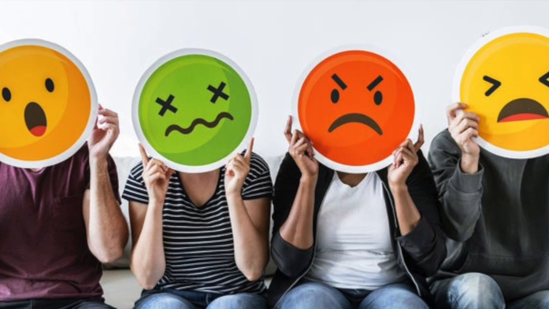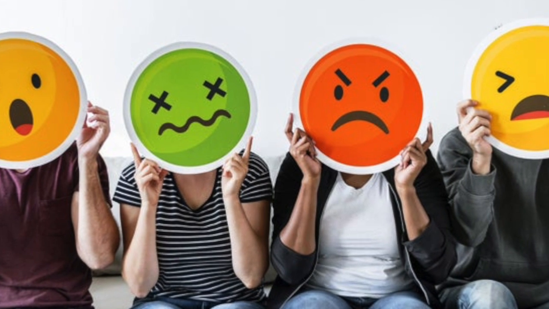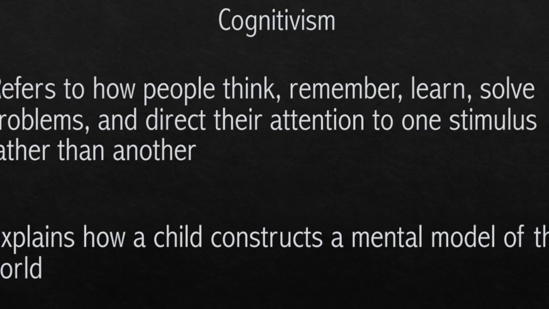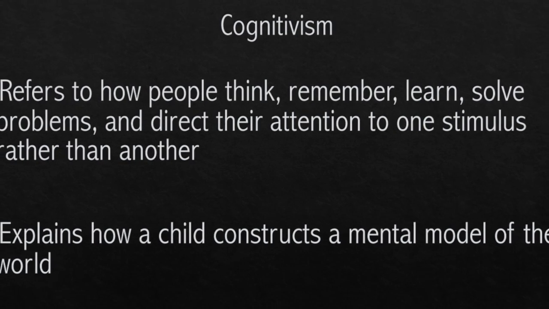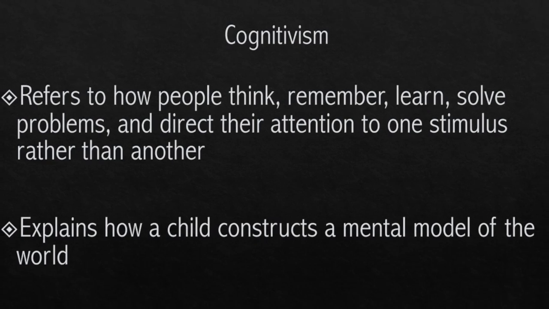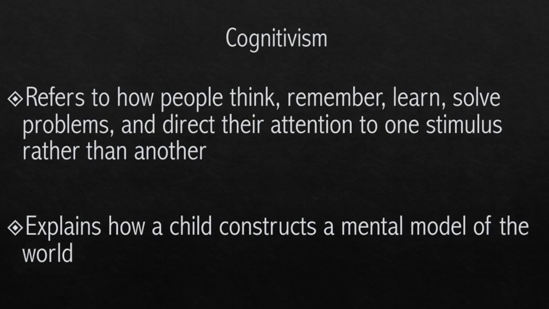Cognitivism is used as a theoretical approach and uses processes involved in learning rather than observing the behavior. This is used to help look into how people think, remember, learn, solve problems, and direct their attention to one stimulus rather than another. The founder of cognitivism is Jean Piaget in 1936.